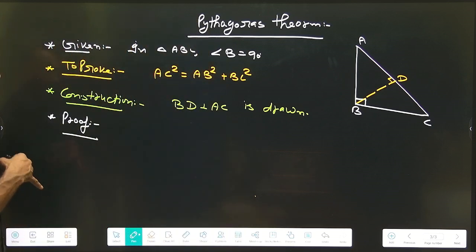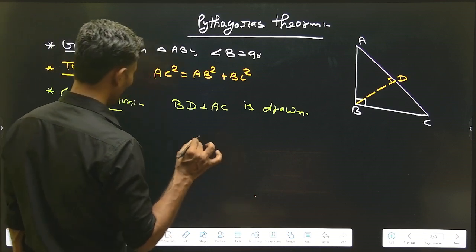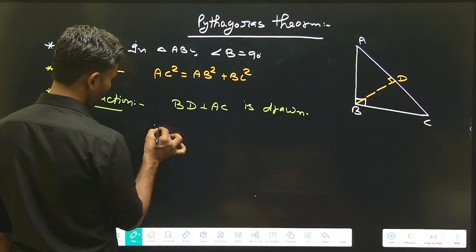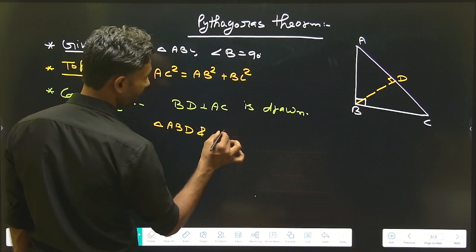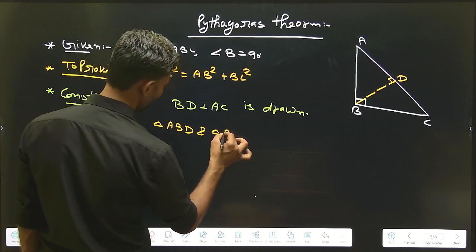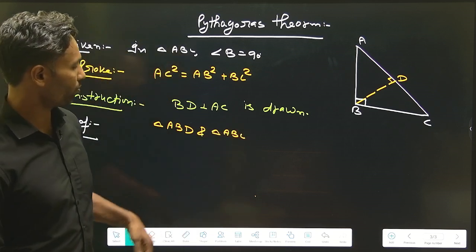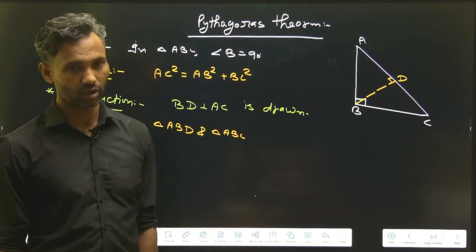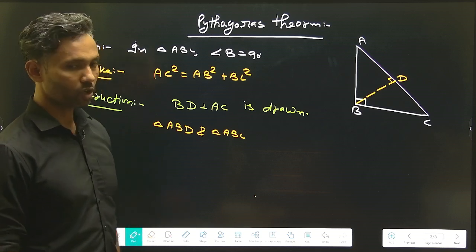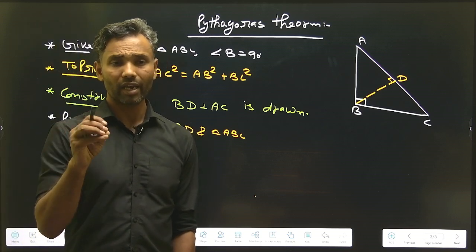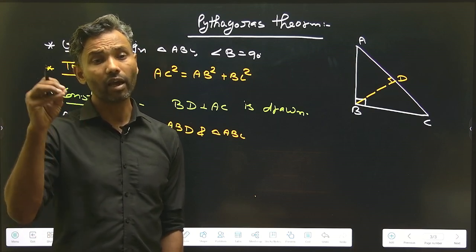Now what is the proof? We are going to prove it. Okay, firstly we will discuss the things about triangle ABD and triangle ABC, and we have to try to prove these two triangles similar. Okay, can we say these triangles are similar? So what are the conditions of the similarity? Side side side, side angle side, angle angle side, angle angle angle.